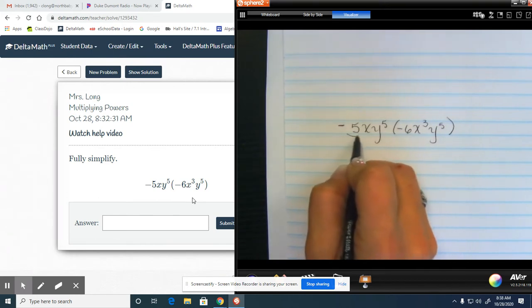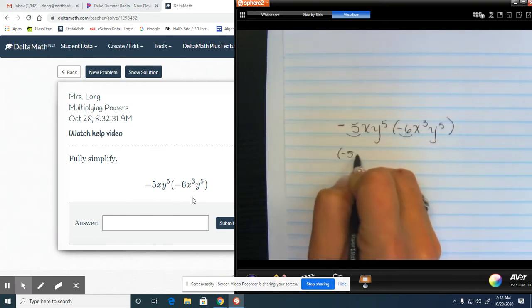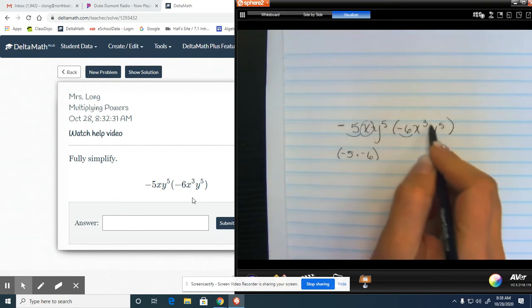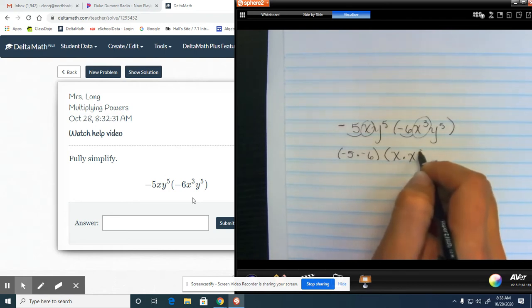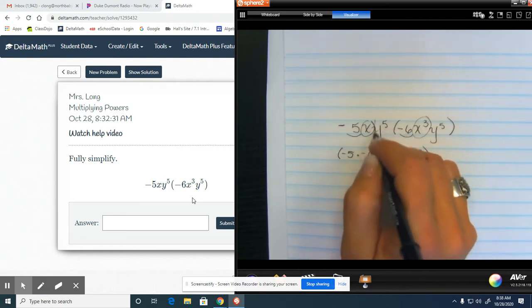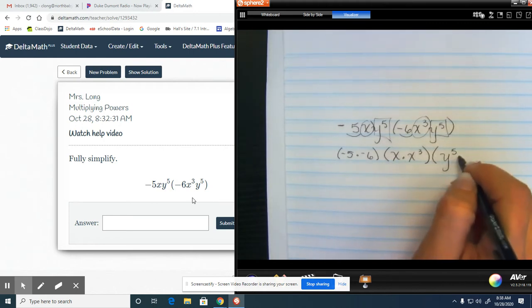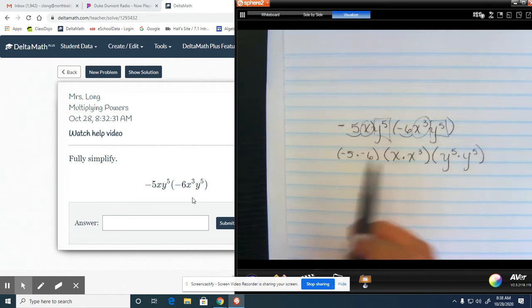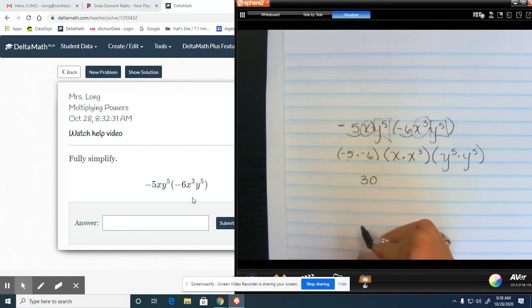So I have coefficients in front of each part, which means I'm going to have -5 times -6. I have x's in each part, so I'm going to put those together, x times x to the third, and I have y's, so I'm going to put those together, y to the fifth times y to the fifth. Now the rule is, when you have the coefficients, you just do the math, so we're multiplying -5 times -6, which will give me a positive 30.